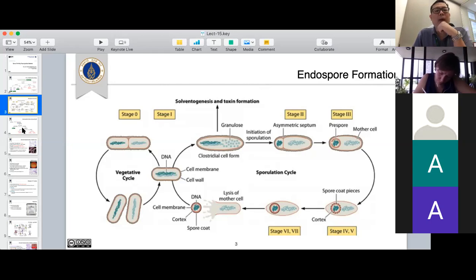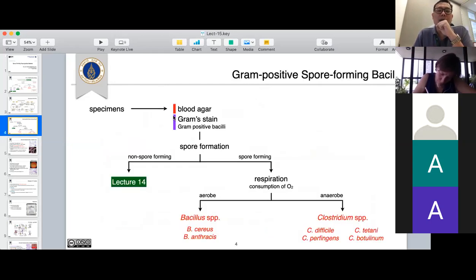So when we talk about endospore formation, the bacteria need to be gram-positive bacilli. Other shapes of bacteria cannot produce spores except bacilli. We separate spore-forming bacteria by their ability to consume oxygen. One side is aerobic bacteria. The other side is anaerobic bacteria.